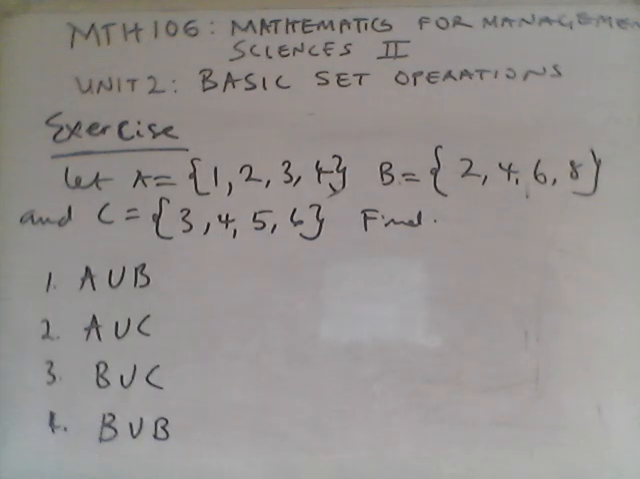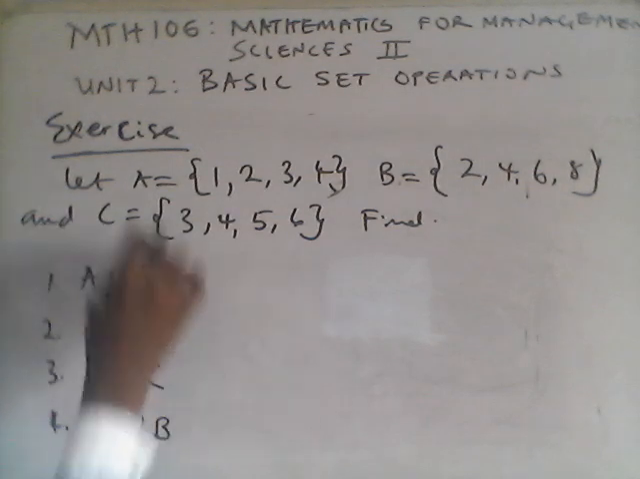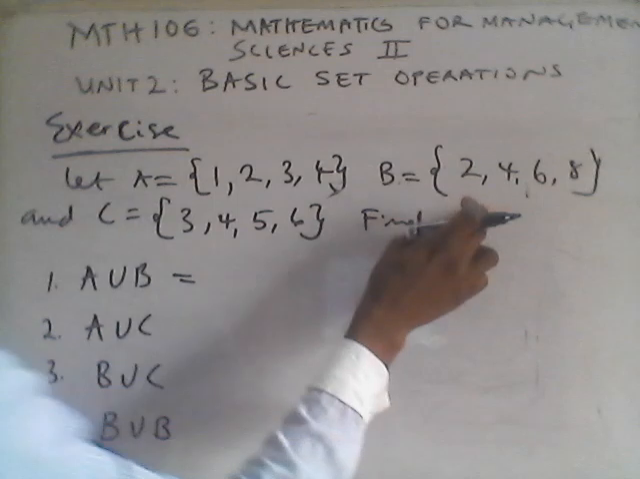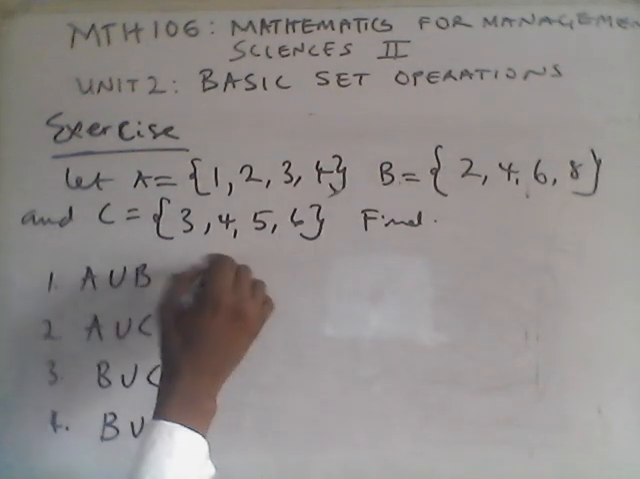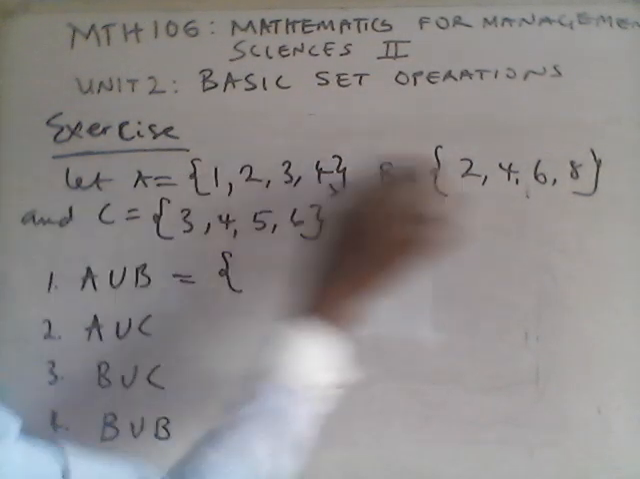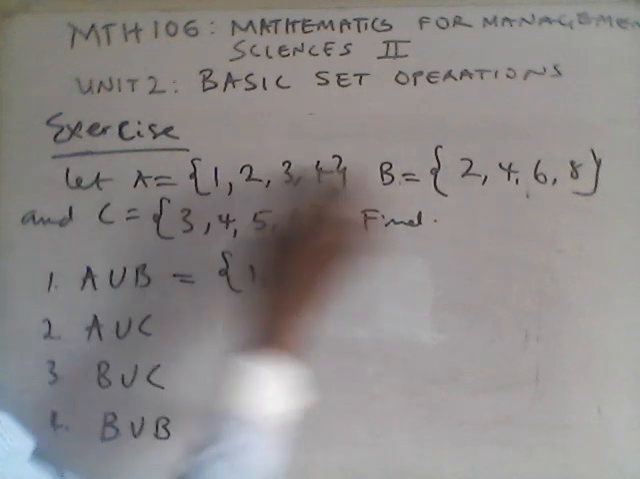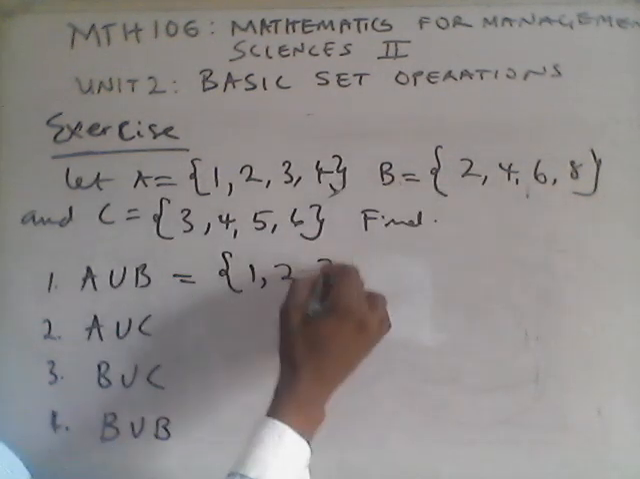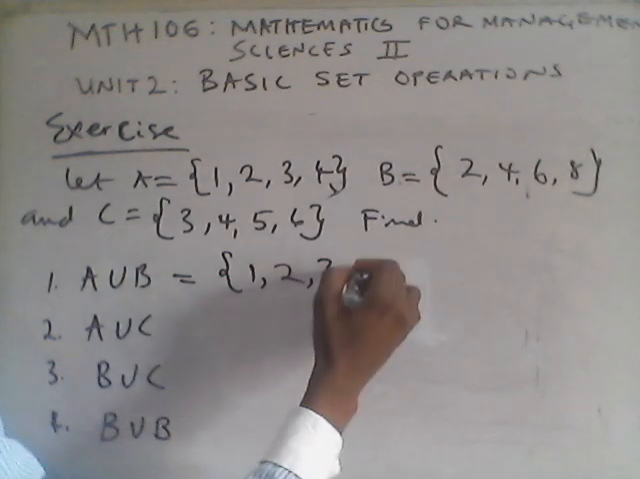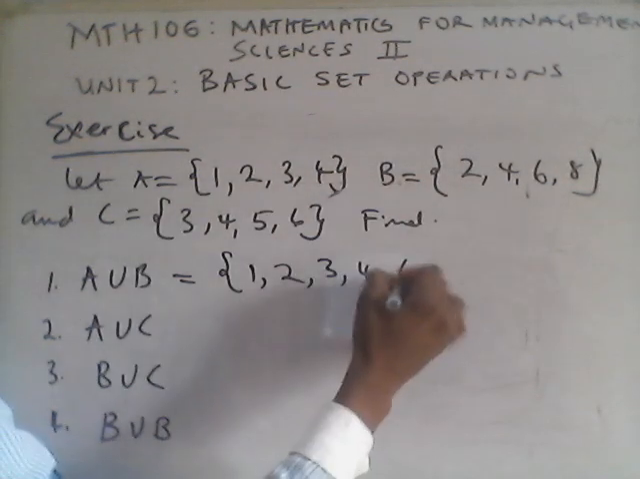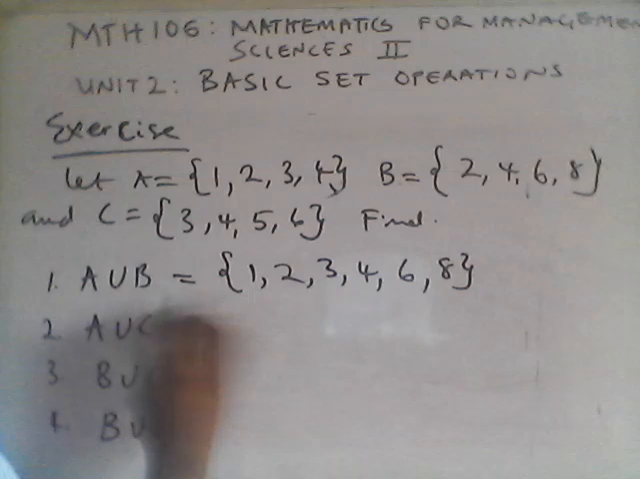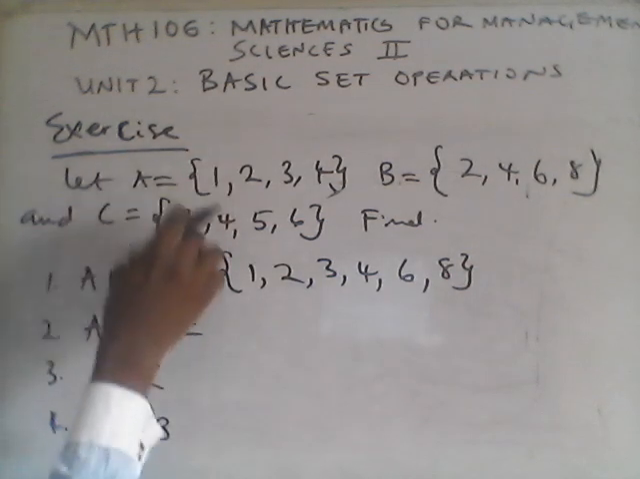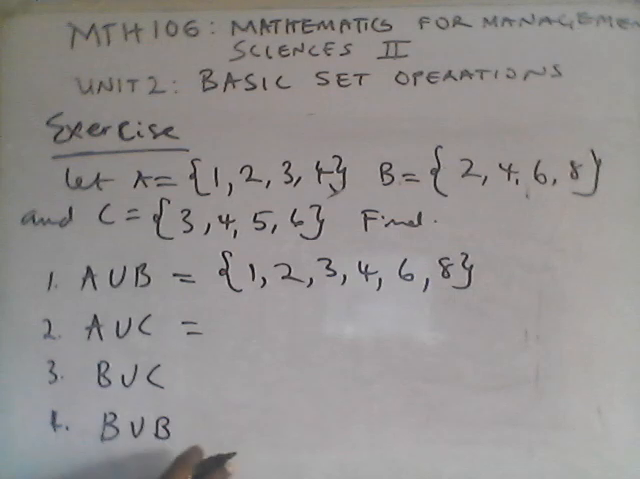Now find the following. A union B. A union B is the union of this and this. So what is here and what is here at the same time without repeating the terms. Remember, so I have 1 here, no 1 here, I write it down. 2 here, 2 here, I'll take one of the 2. 3, no 3, I take 3. 4, 4, I take one of the 4. There's 6 here, and there's 8 here. So this is union.